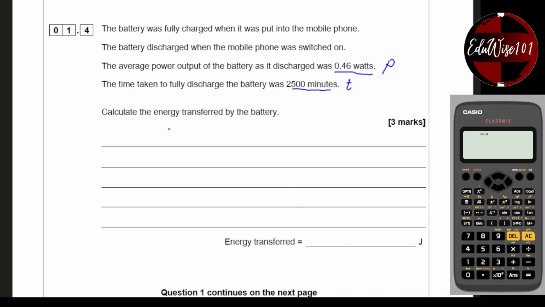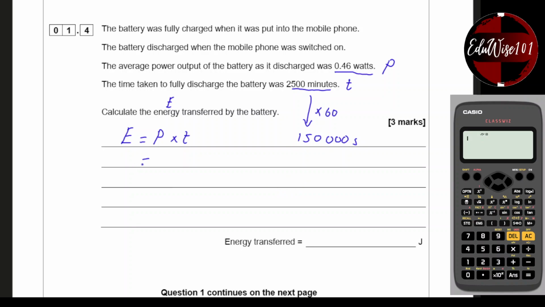So again, using the equation that we just stated, energy, which is E, so energy transferred, is the power multiplied by the time. Now the time that we have to use here has to be in seconds. The value that they have given is in minutes, so that needs to be converted to seconds. How do you convert that? You multiply that by 60. So 2500 multiplied by 60 gives you 150,000 seconds.